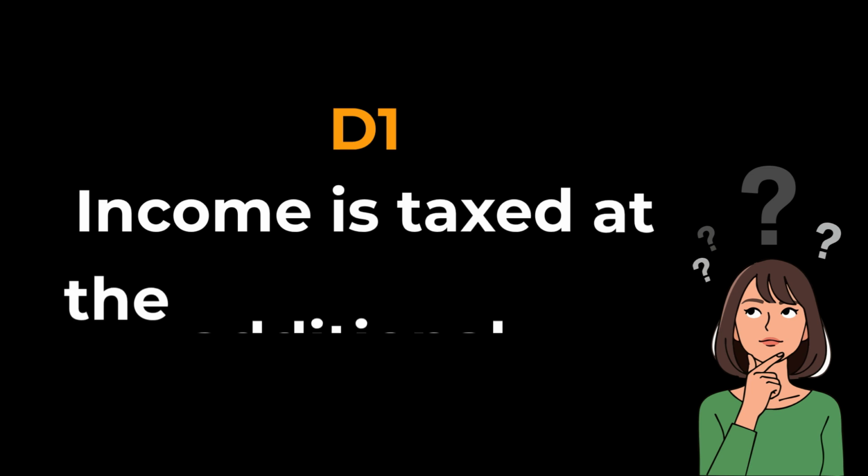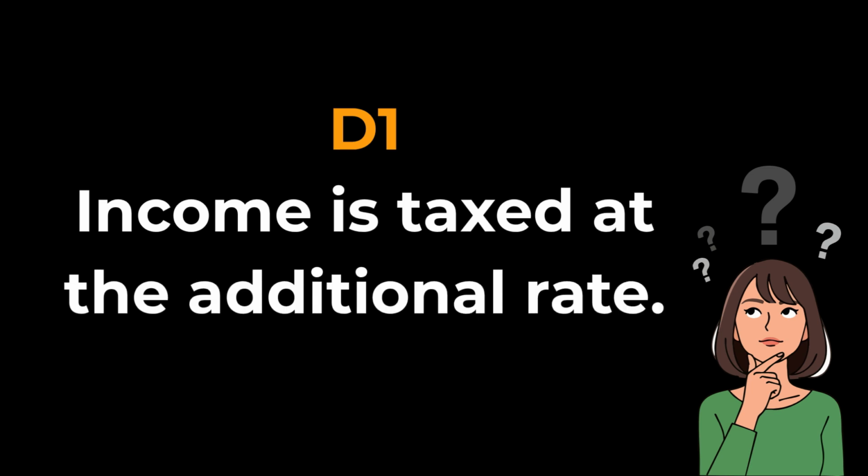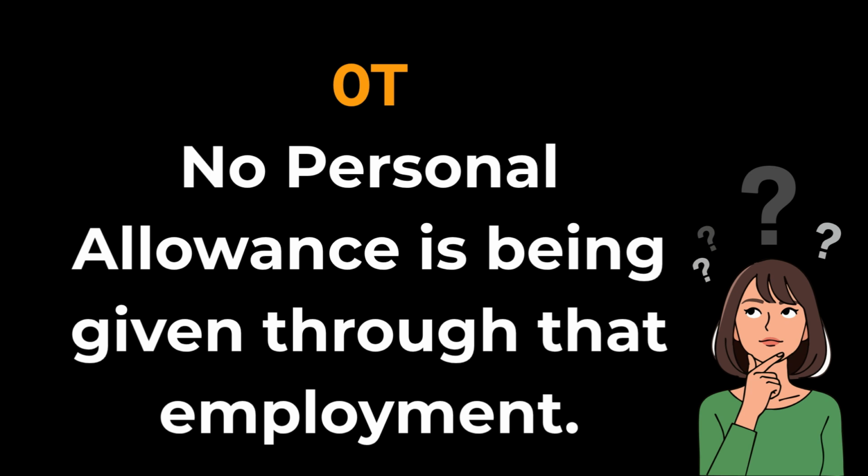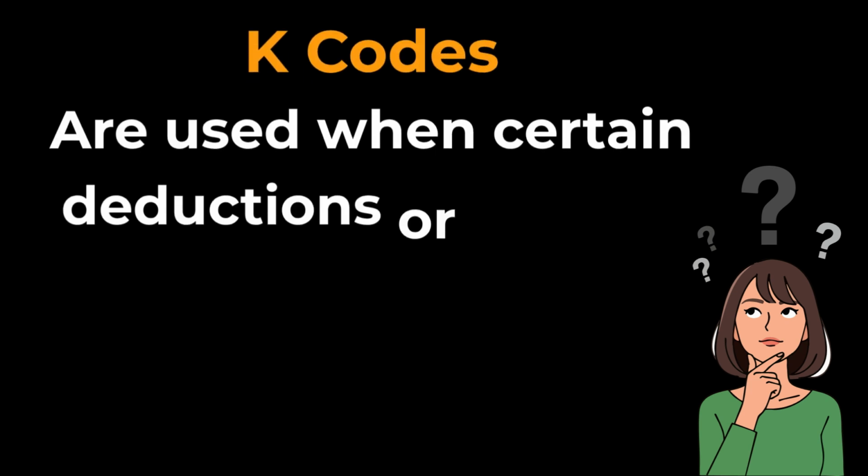D1 means income is taxed at the additional rate. 0T means no personal allowance is being given through that employment. There can be several reasons for this. For example, HMRC may not have enough information to allocate an allowance, or the employee may already be using the allowance elsewhere.